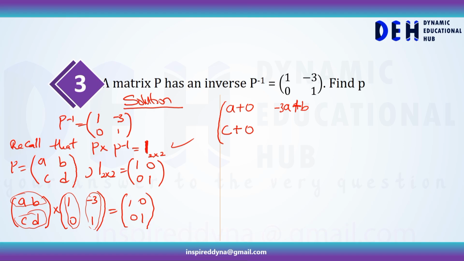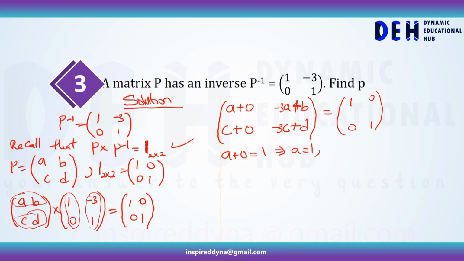Then you come over to the second one here. C multiplied by minus 3, so you have minus 3C plus D multiplied by 1, D. Close brackets, and everything should give you what? 1, 0, 0, 1. So let's equate this. So it implies that what? A plus 0 is equal to 1. So A is equal to 1. We got the value of A.